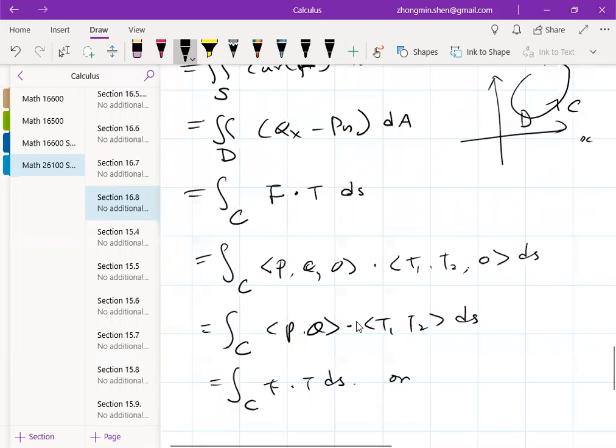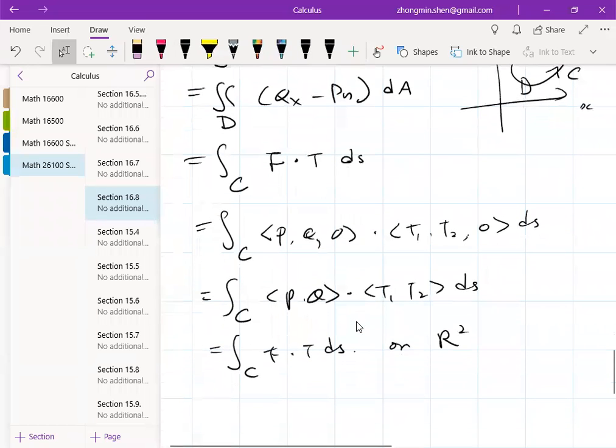This is on R2. All right, so that's the special case of the Stokes theorem, which is just Green's theorem. So Stokes generalizes Green's theorem. Okay. Now how do we use this theorem to solve some problems?